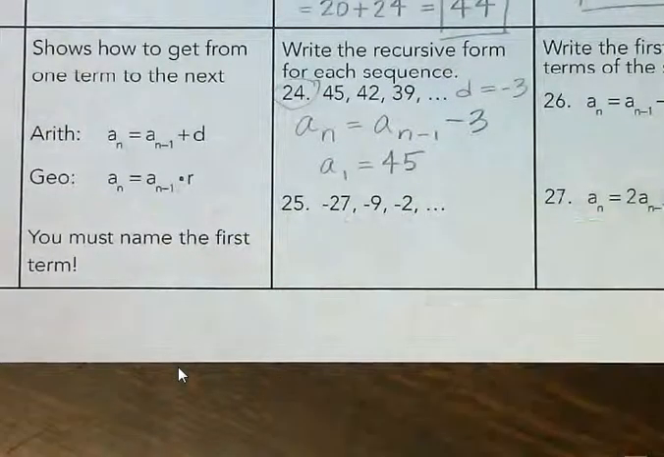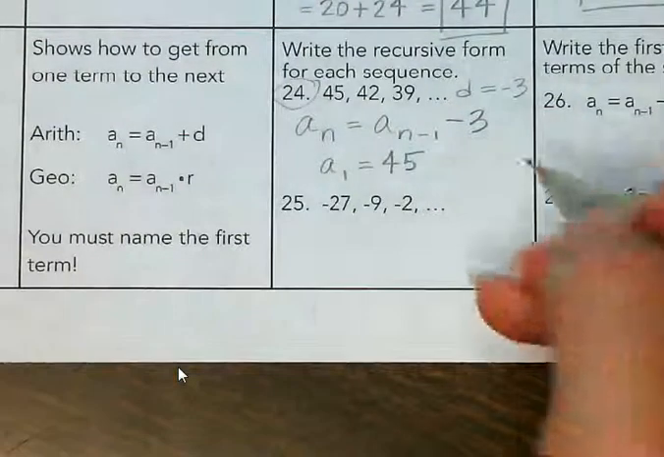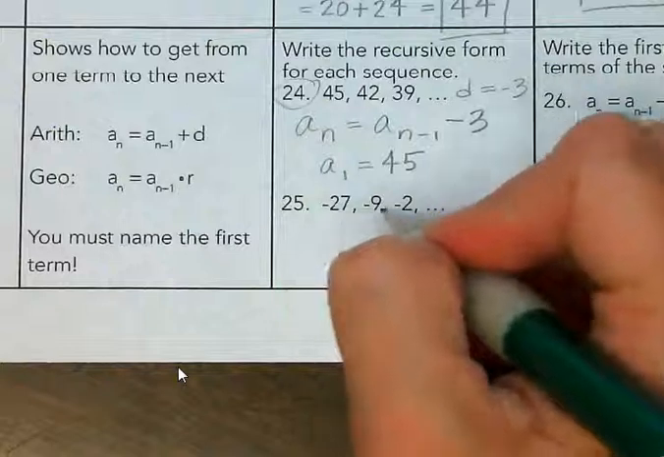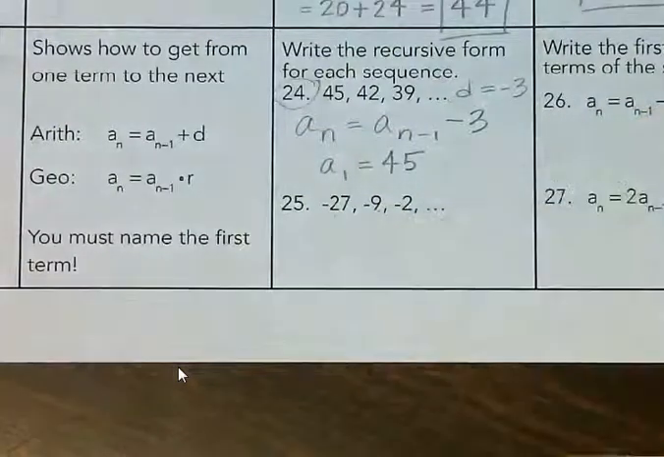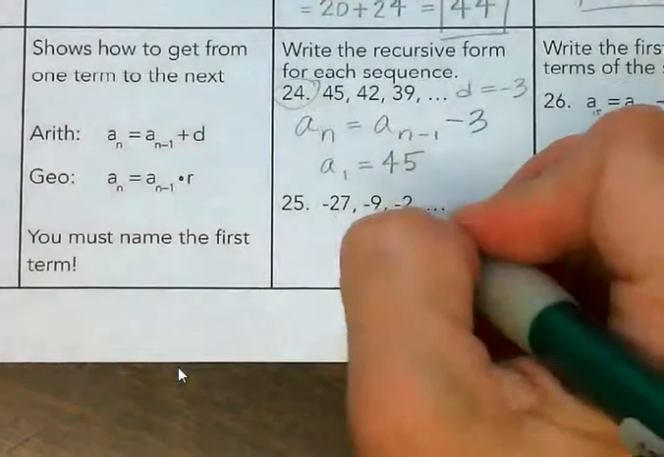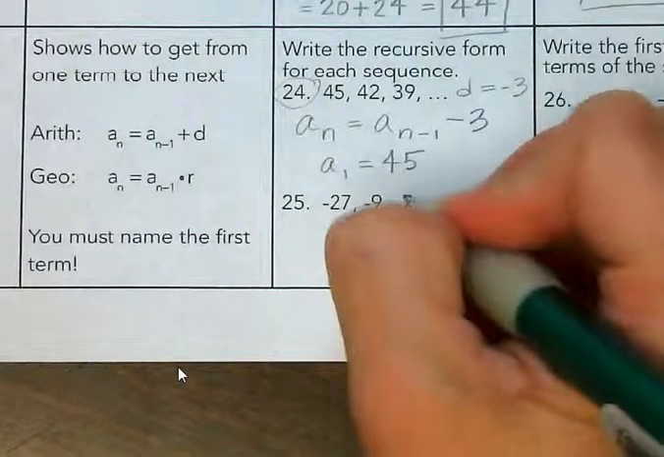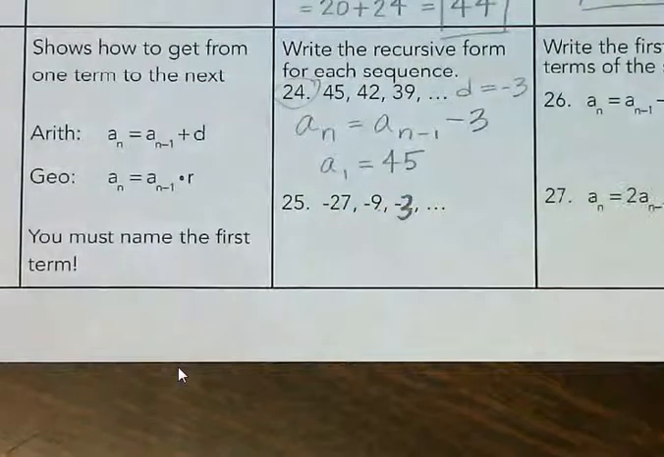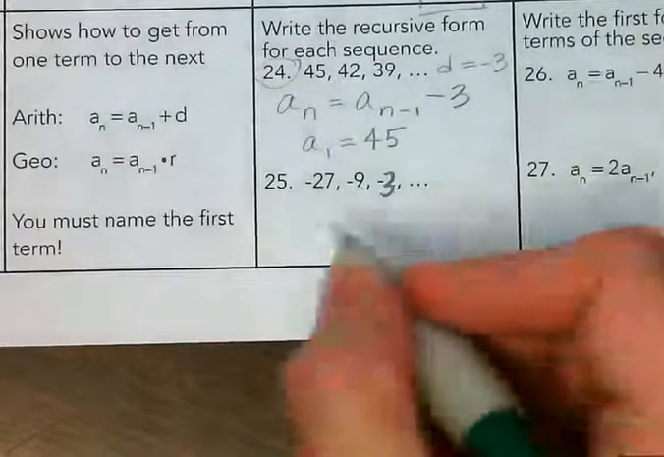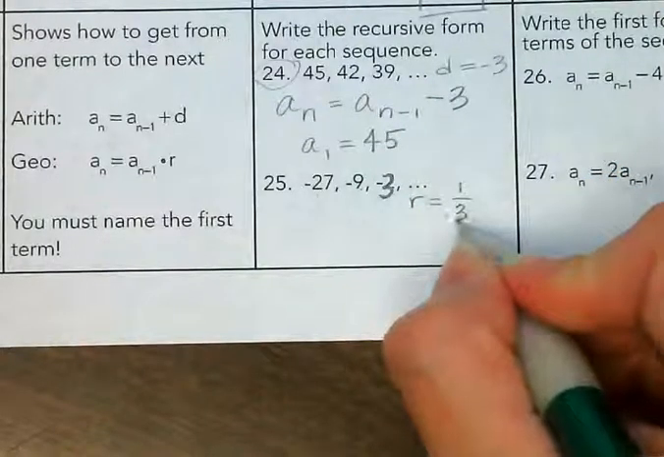All right, on this one, let's see, if we look backwards, I think this is a typo even. I think this should be a 3. Because this is obviously not adding and subtracting, because from negative 27 to negative 9, we're going to be adding, and that's not the same thing. But I'm thinking we're multiplying by a third each time. So that would mean that this needs to be a 3. So we'll fix that. All right, so in this case, the r is 1/3.